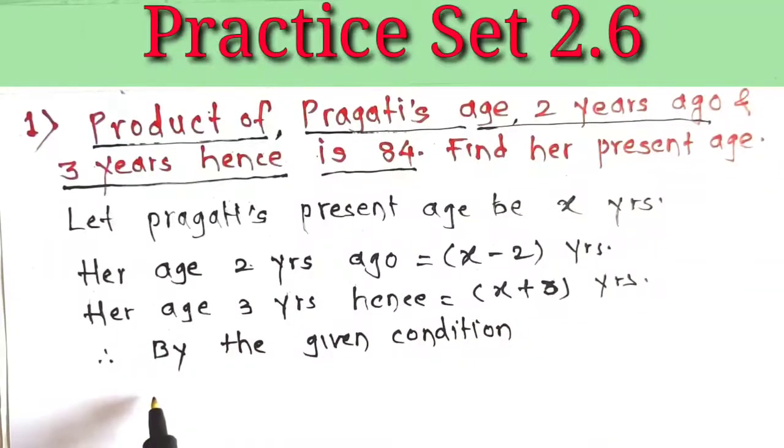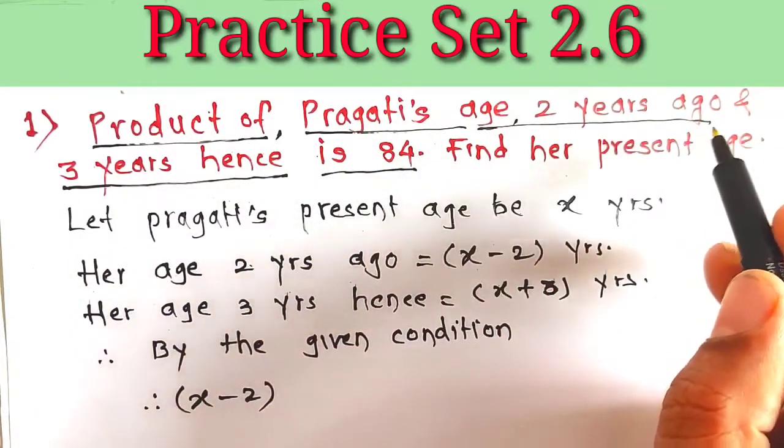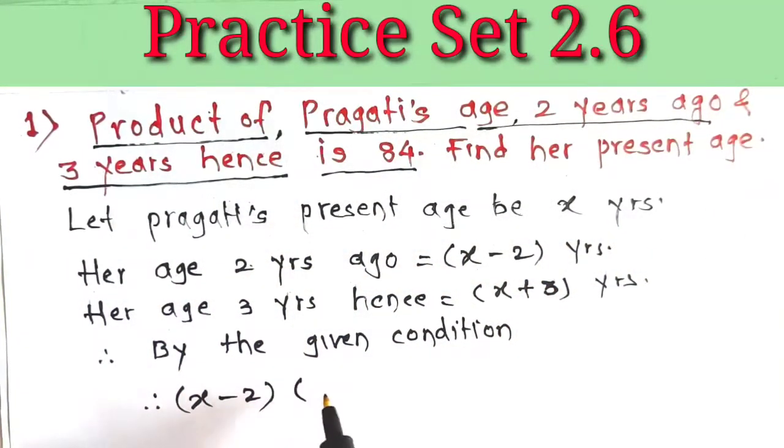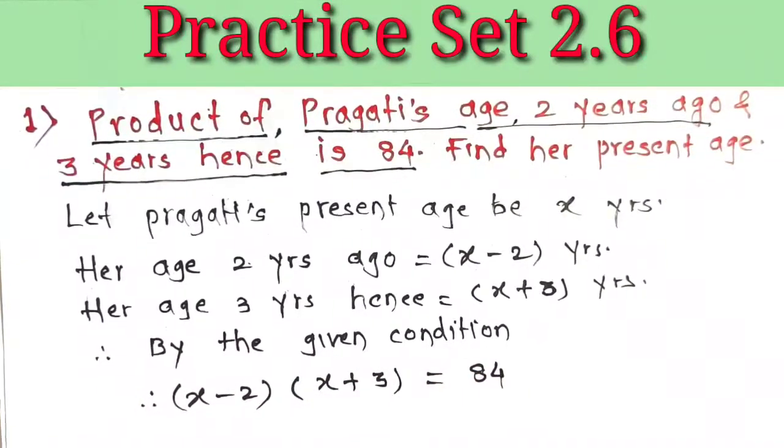So write the equation. Therefore x minus 2 is the first term, Pragati's age 2 years ago, multiplied by Pragati's age 3 years hence, means x plus 3, and this product is 84. Now we get the equation. So this is the important part in the statement sum: read the statement sum and then obtain the equation. That is the very important skill in this part.